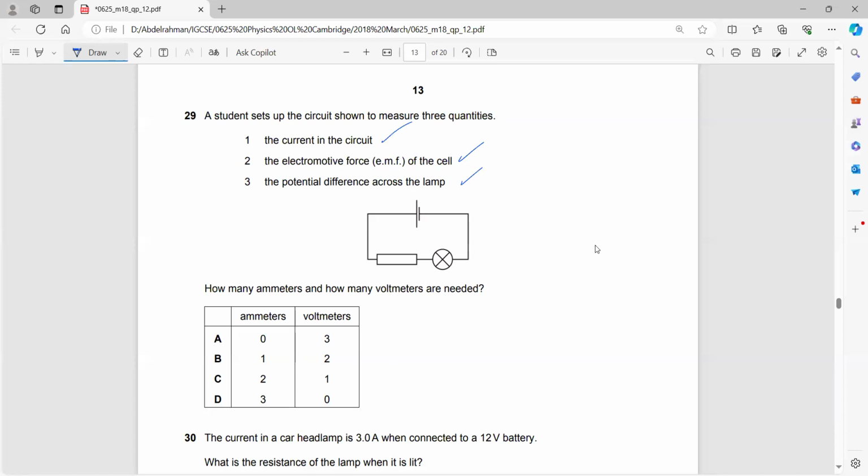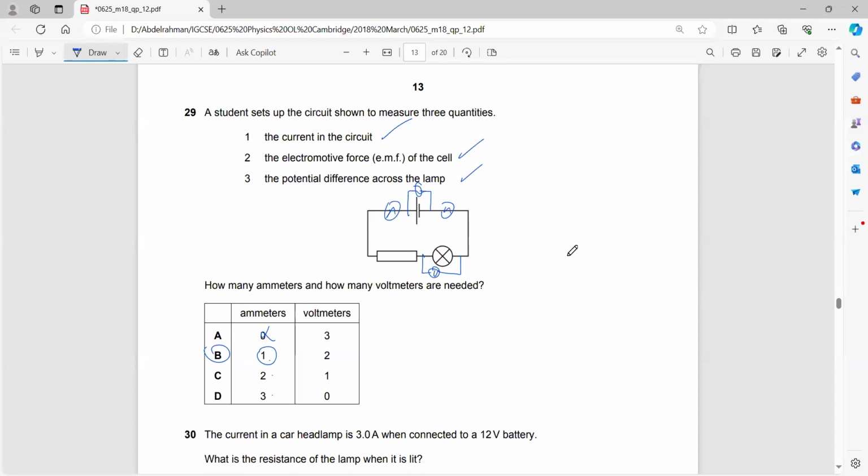For the current, I need an ammeter. Do I need zero ammeters? Definitely not. One, two, or three? I need only one ammeter. So this is the answer. Why? Because if you put this ammeter at any position in the circuit, it would give you the total current of the circuit. You need two voltmeters, one for the lamp and the other for the battery, or the cell.